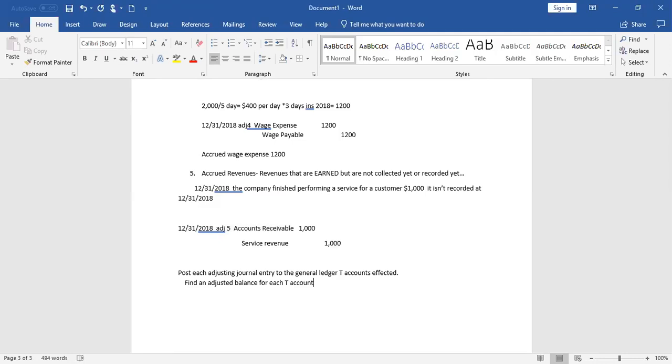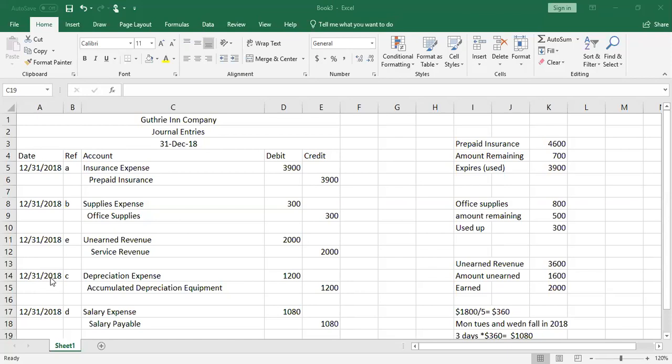Buildings still have the same balance, but accumulated depreciation, we credited that account. I'm just going to stop sharing that and go back over to the journal entries. So we debited depreciation expense and credited, remember here, the accumulated depreciation, so that increased. Now the new balance in accumulated depreciation will be $261,200.